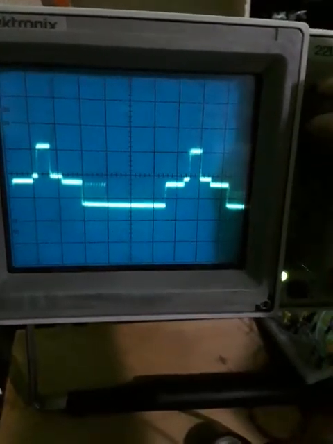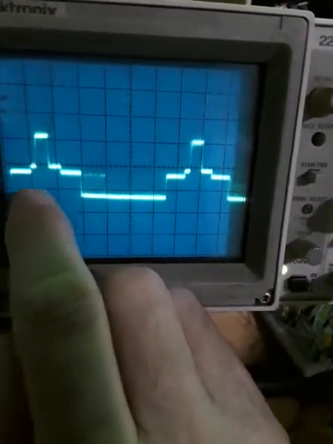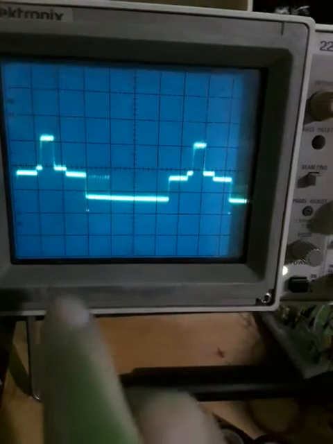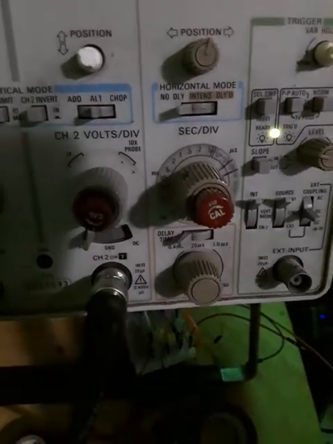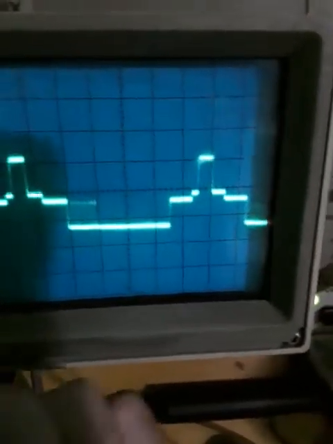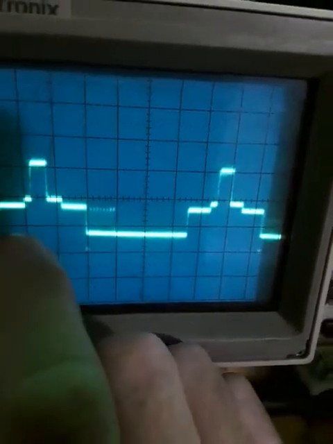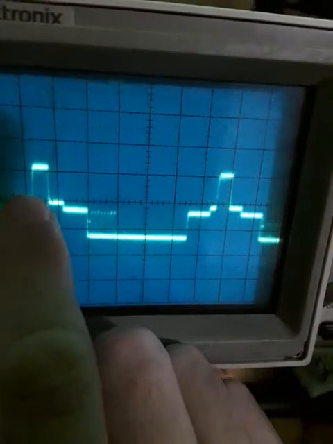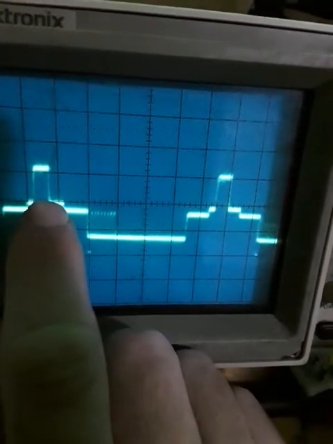we'll clean this up a little bit. Another horizontal sync. So I've got the time base set for 10 microseconds right there. So that means each one of these little squares is worth 10 microseconds. So we can see here is the H-sync pulse and it's 1.2.